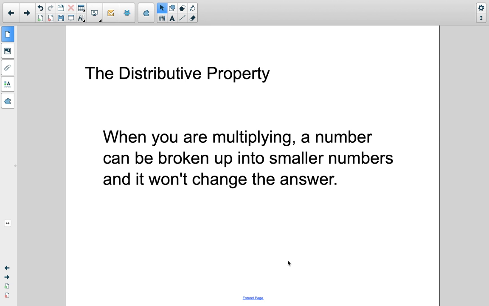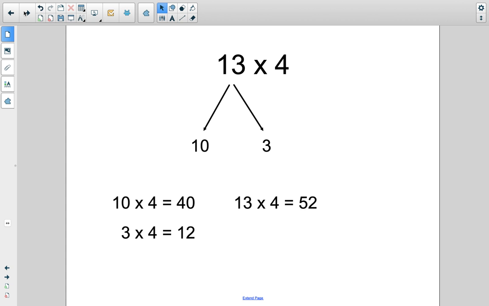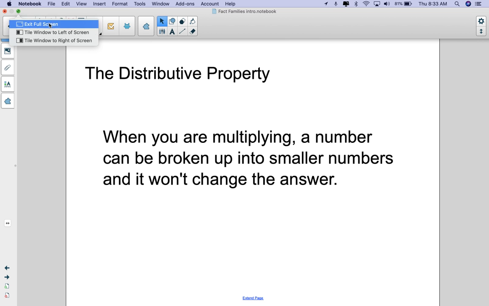When you're multiplying, a number can be broken up into smaller numbers and it won't change the answer. So you can even break a number up into three different numbers if you want. We've been breaking these big numbers into two different numbers, right? We broke the 23 into 20 and 3. We broke the 13 into 10 and 3. But we can actually break them into more if we want. But as long as you add up the multiplication answers you get at the end, you're going to get the same answer. So it makes it pretty easy that way.